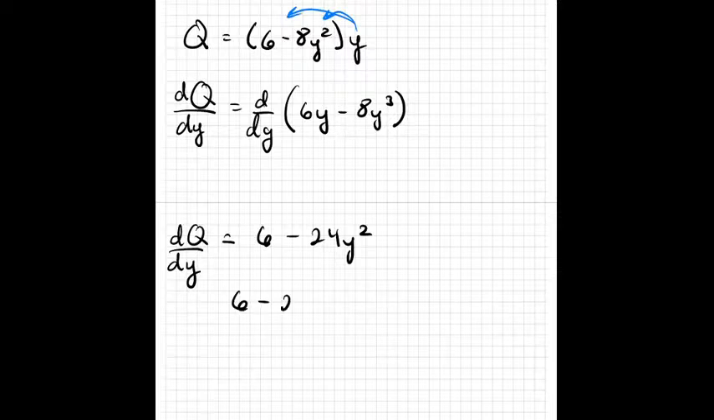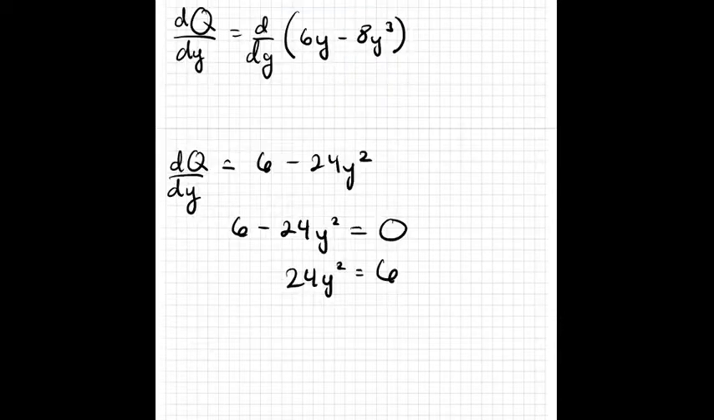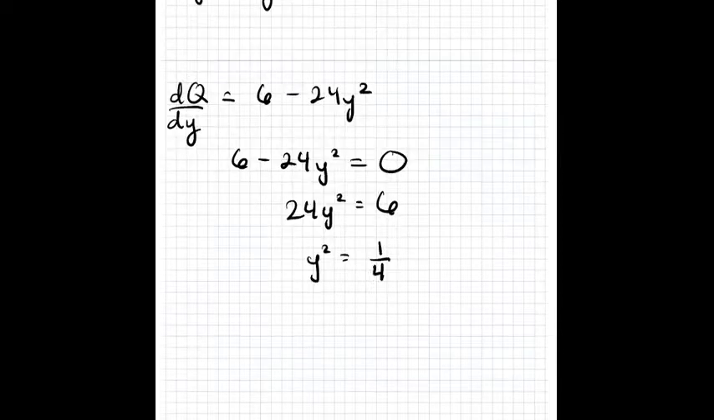Now if we solve for y, we can add the 24y squared to both sides. We'll get 24y squared equals 6, okay? We can divide both sides by 24, so then y squared equals 1 over 4. Take the square root, so then y equals, normally it would be plus or minus 1/2, but I think it said that both x and y are positive numbers, so it has to be the positive 1/2.